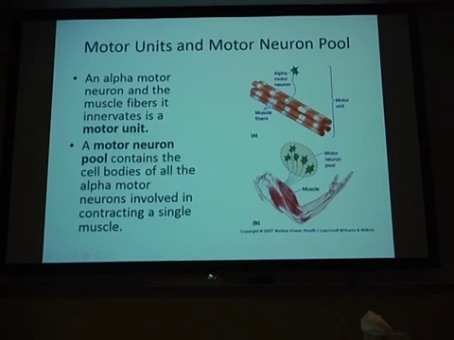The motor neuron pool are all of the alpha motor neurons that help control a single muscle. So it's like a labor pool. It's like all of the available workers that you have to generate a contraction in that single muscle. So you have a motor neuron pool for every muscle of your body. Make sure you understand the difference between those two concepts. We're mainly going to focus on motor units today and the different types of motor units.